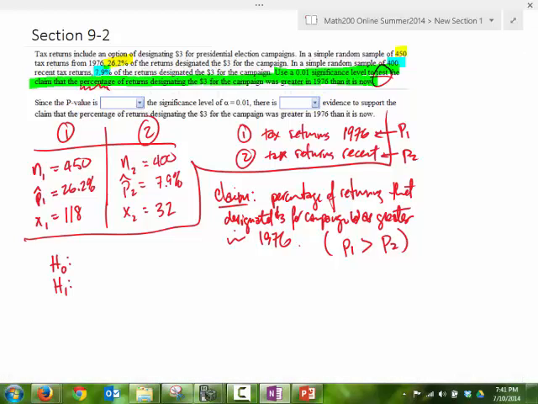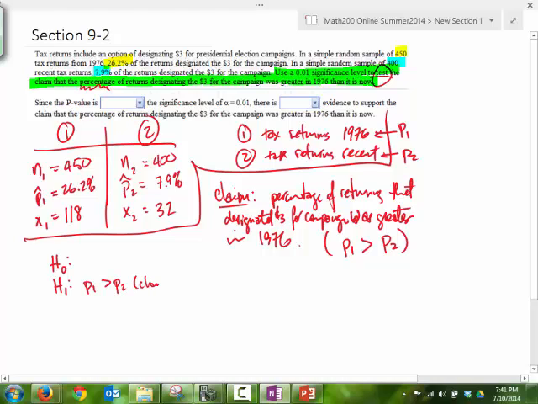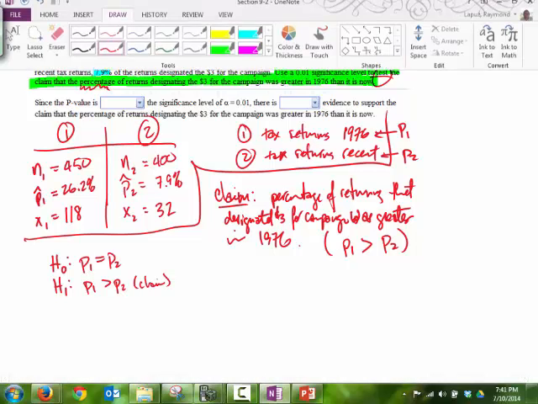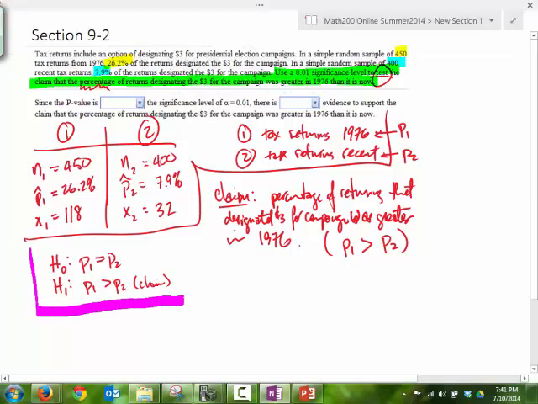But really, if you can identify your claim, you can figure out where that claim goes, and then you can fill in the other hypothesis. So this one does not contain a condition of equality. Clearly, that's going to go into the alternative hypothesis. Then I know what goes in my null hypothesis, right? So it's P1 is equal to P2, or you can use that less than or equal to if you want. As long as H naught, the null hypothesis, contains a condition of equality. So this is the first thing that I want to see in your hypothesis test problem.